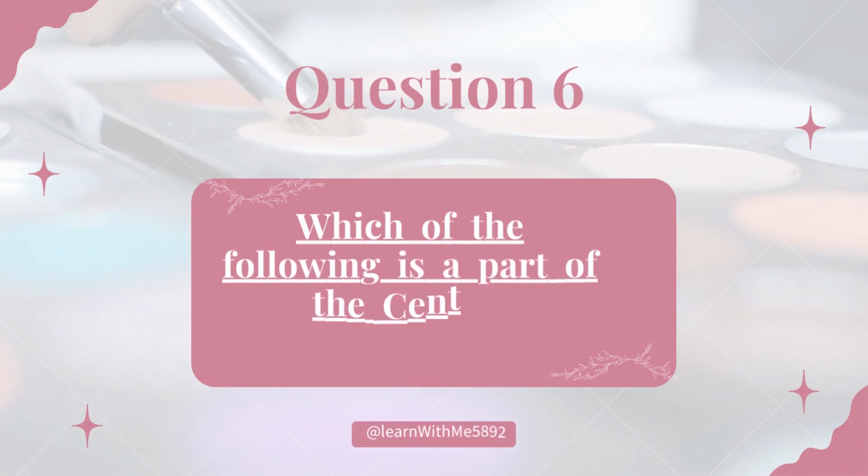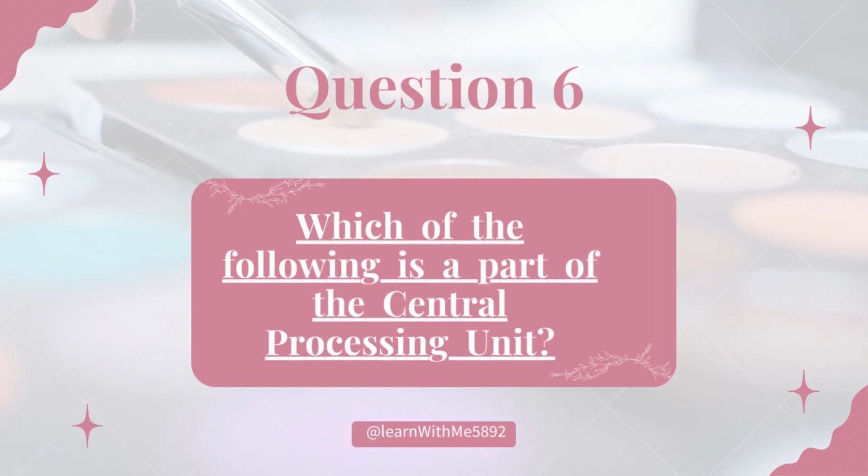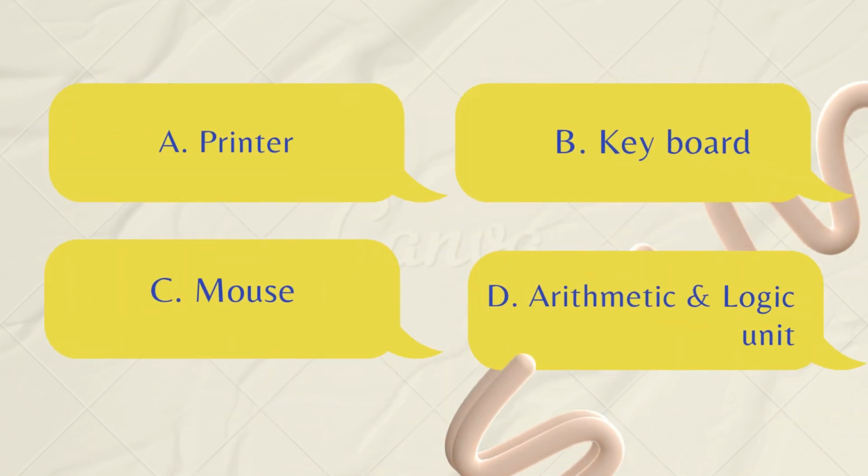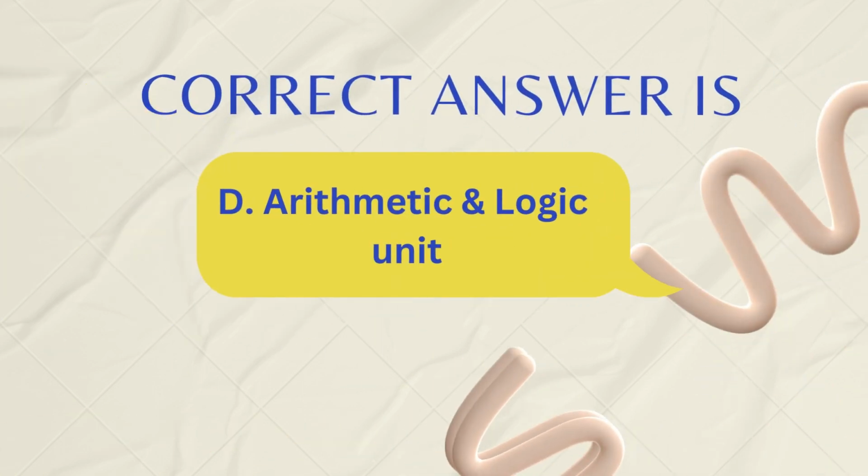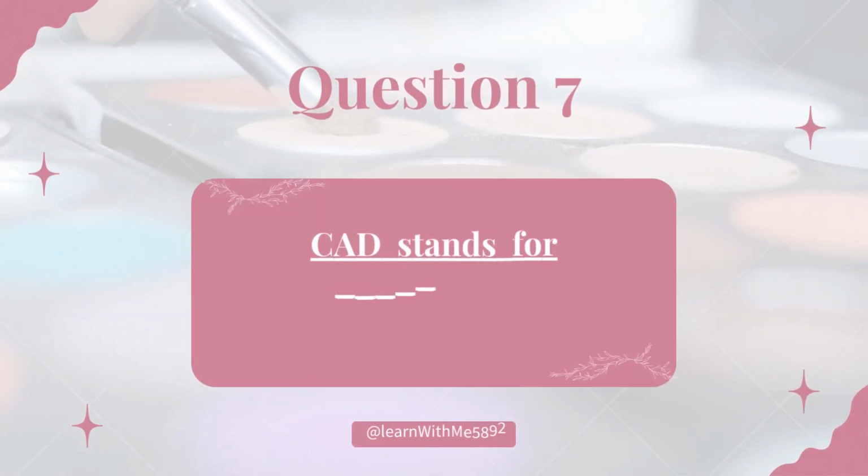Question number 6. Which of the following is a part of the central processing unit? Option A, printer. B, keyboard. C, mouse. D, arithmetic and logic unit. The correct answer is D, arithmetic and logic unit.